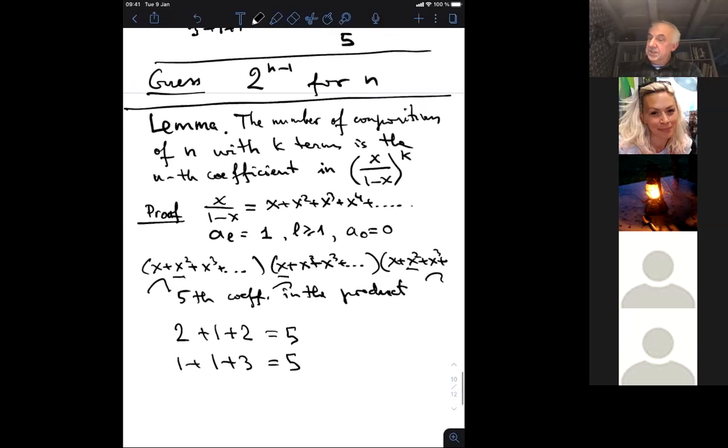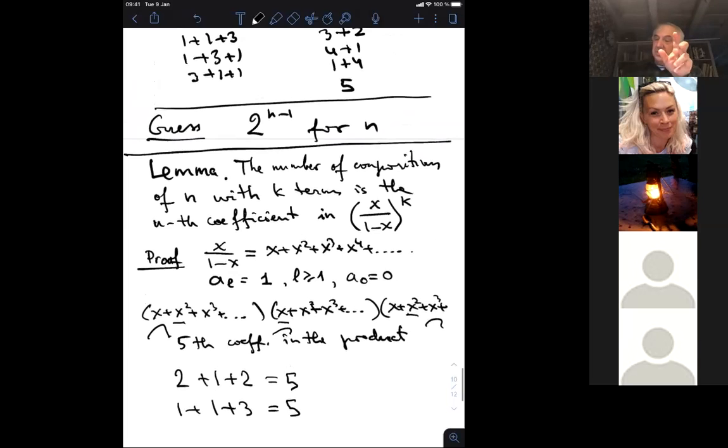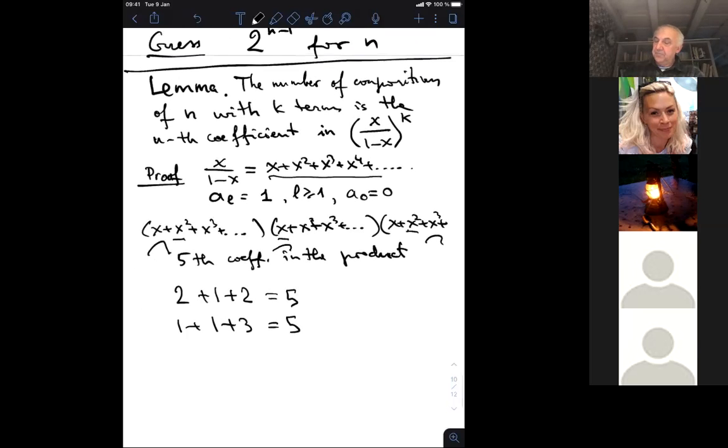But in general, as I said, if we want to represent n as a composition with k terms, we have to take the kth power of this series and pick the nth coefficient at x to the power n. This would be exactly this thing.